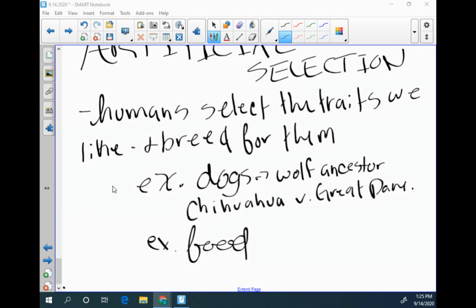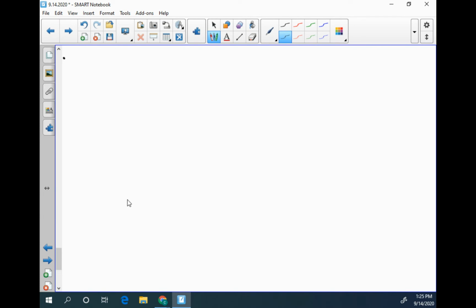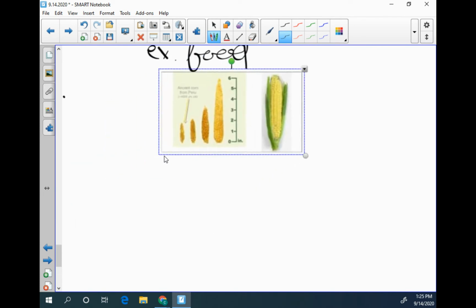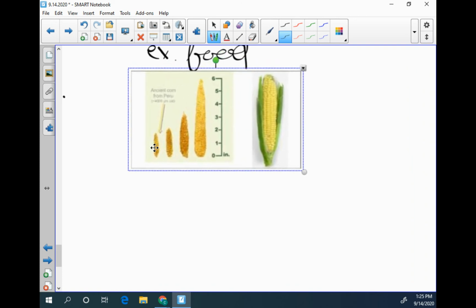Over time, we were able to go from these little plants. We bred the biggest ones together and got these plants. We bred the biggest ones together and we got these ones. And then we're like, we need to be a little thicker, have more corn per cob. And eventually, we got to these ones.